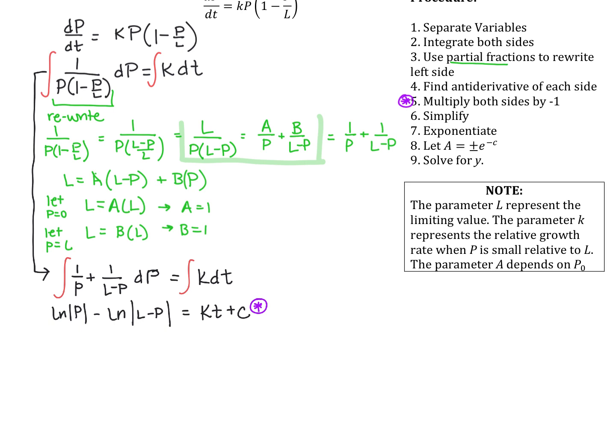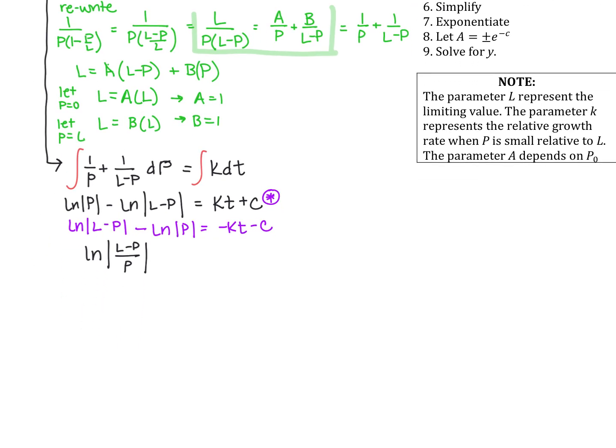Multiplying by -1, we switch the order here. So this would be the positive natural log of the absolute value of L minus P minus the natural log of the absolute value of P equals negative KT minus C. Okay. The reason we would do that step is because then I can rewrite this left-hand side to say the natural log of L minus P over P. And you might say, well, I could have said that in reverse. I could have said the natural log of P over L minus P up here. Yes, you are correct. However, it's this next step that I wouldn't be able to do.